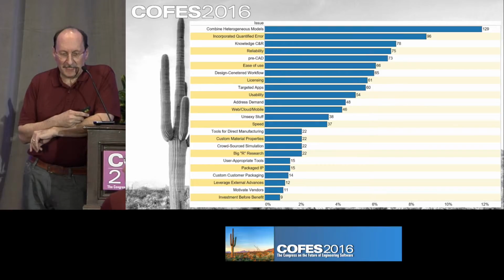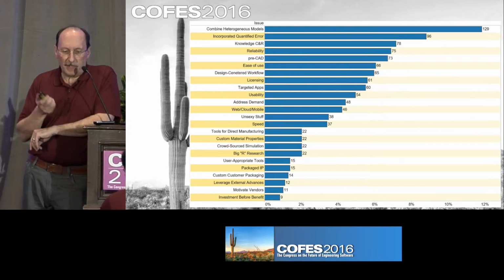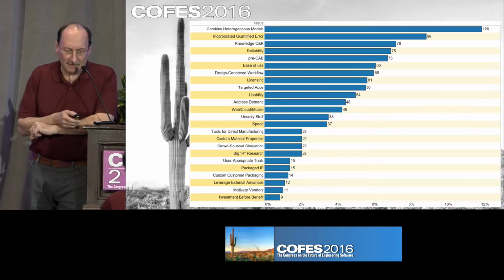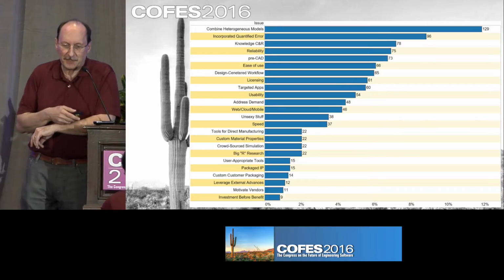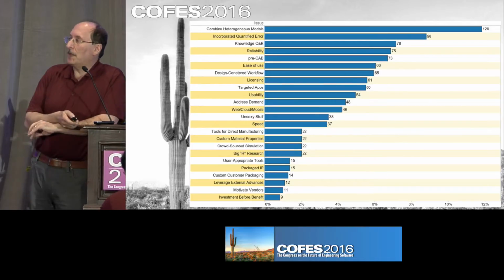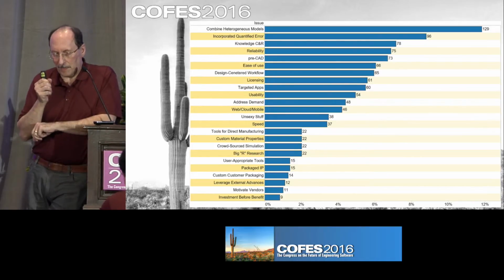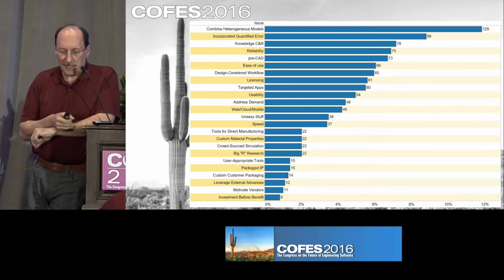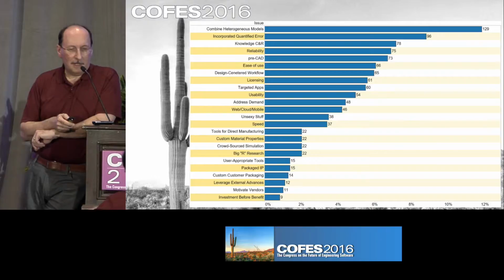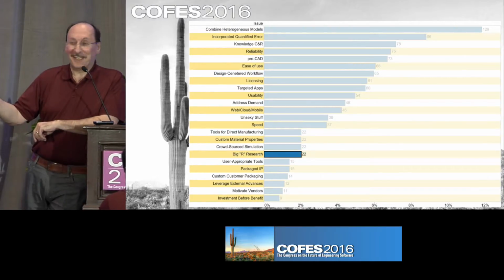So, top of the list, combining heterogeneous models. Also, incorporating quantified error, knowledge capture and reuse, reliability, pre-CAD. These are the things that capture people's attention, that the respondents believed that we should be paying attention to. This is what I'm interested in.